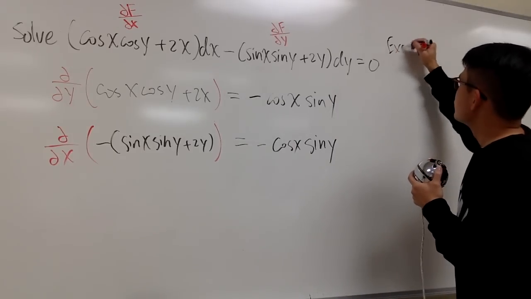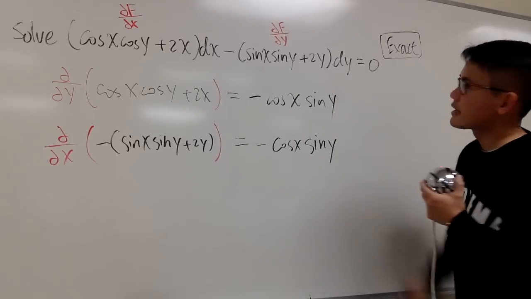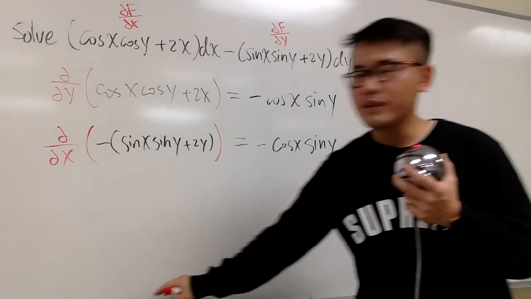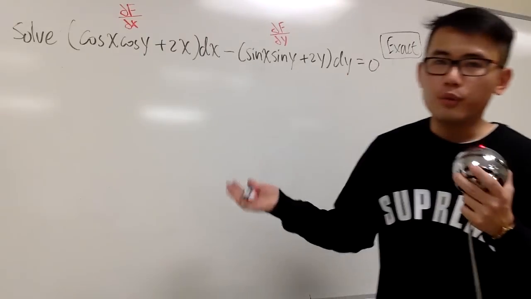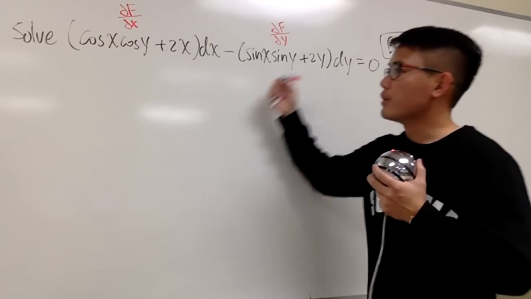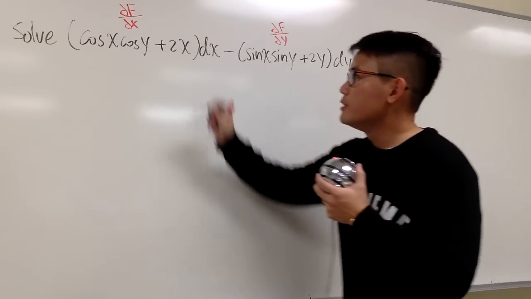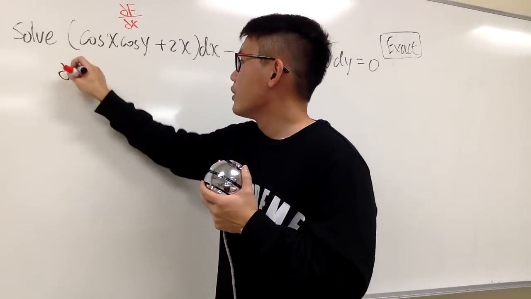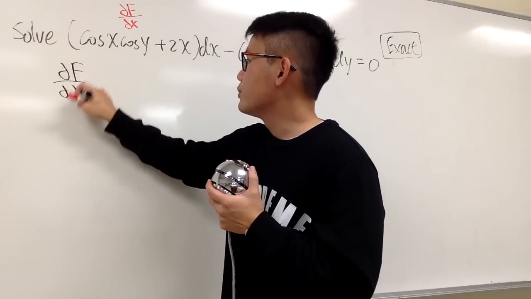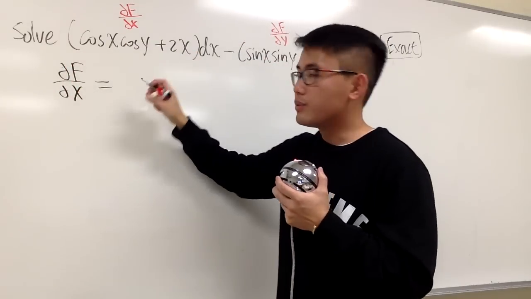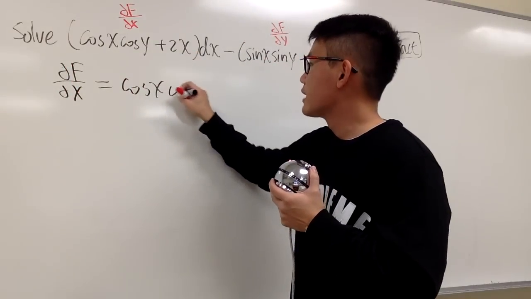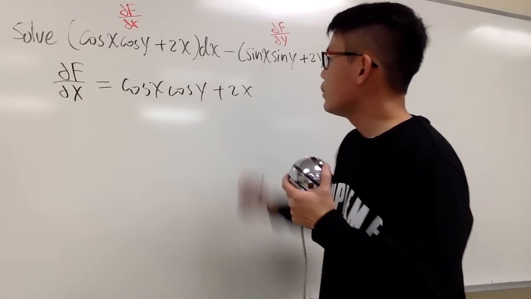So now, let me just write this down. We know this is exact, so we can go through the procedure of solving this equation. And you can start off with either one. You can start off with this, or you can start off with that. Doesn't matter. Let me just begin with right here, okay? So let me write down partial of F with respect to x. We know this is this right here, which is cosine x times cosine y plus 2x.